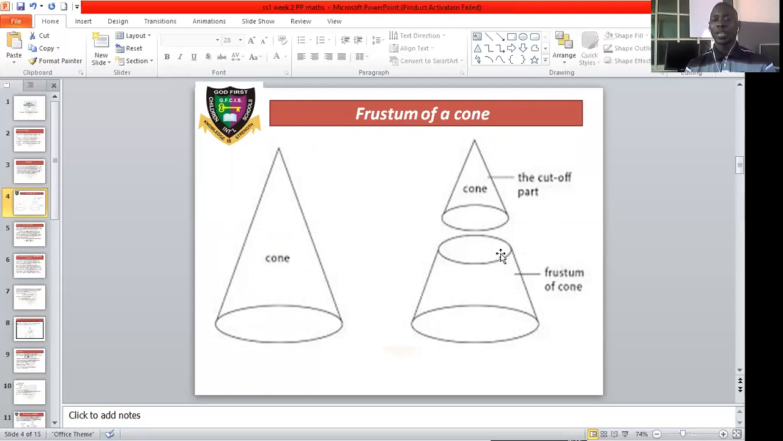frustum. It's like when you have a big bucket of water, then you take half of it. The remainder, if you subtract the total volume of the water in the bucket minus the one taken away, it will give you the volume of the remainder. So if the curved surface area of this cone, if you deduct this smaller cone from it, it will give you the curved surface area of the frustum.